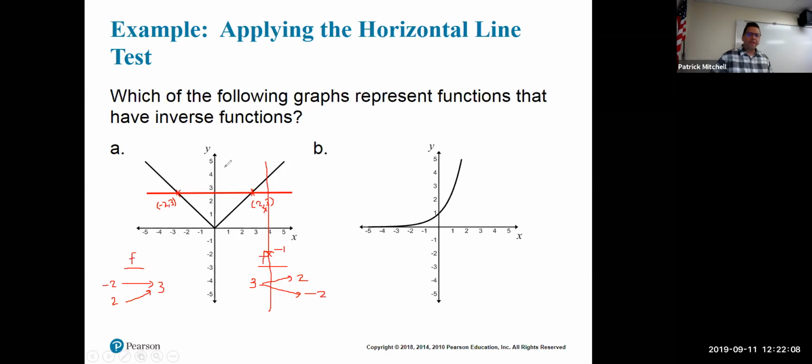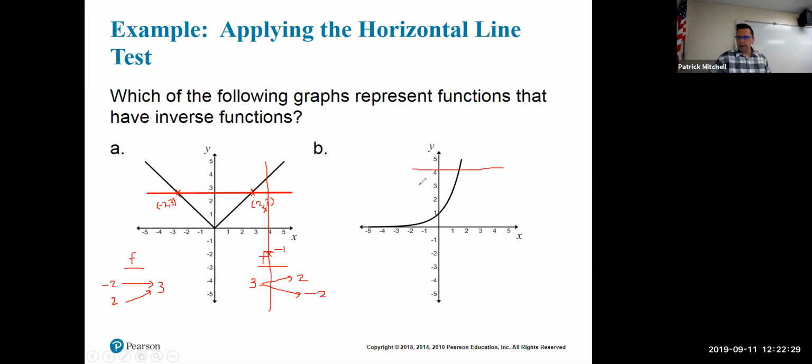So the graph that they gave me, it is a function. It is a perfectly good function, but it is not what we call a one-to-one function. And one-to-one functions are the ones that have inverses. So this is a function, but it does not have an inverse. So what about letter B over here?